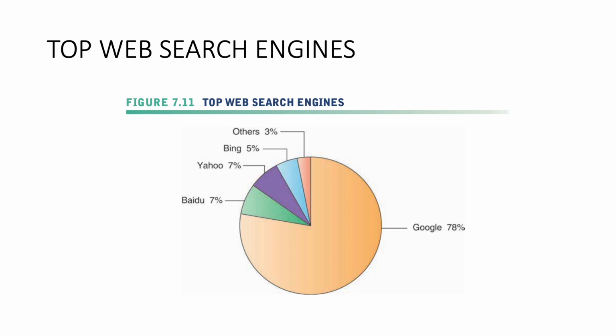So here, as you can see in the figure, the commonly used web search engines, 78% is Google. Ito.